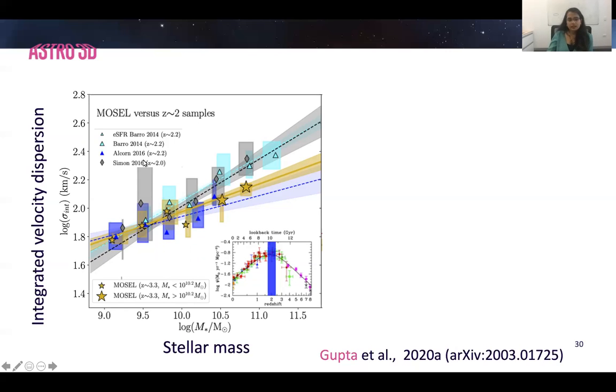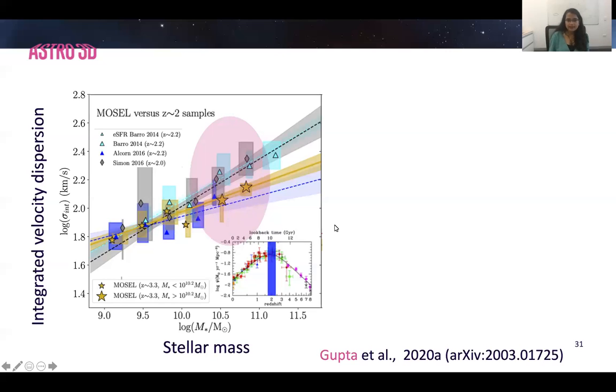There are two things on this plot that are good to notice. One is that at the low mass end, our redshift 3 galaxies have the same integrated velocity dispersion as other samples at redshift of 2. But at the high mass end, our integrated velocity dispersions are significantly lower than the same stellar mass galaxies at redshift of 2.